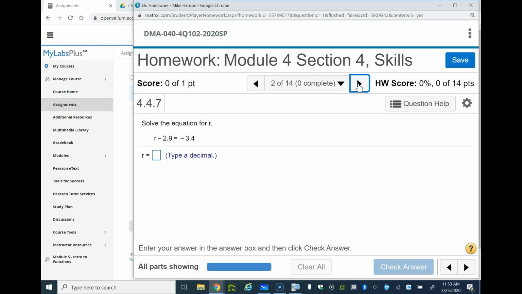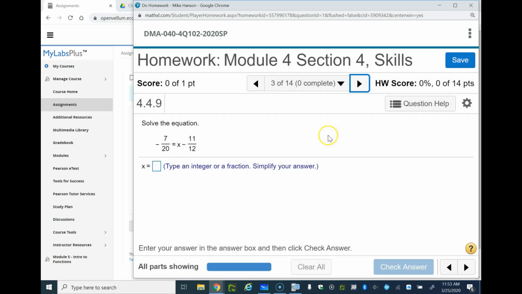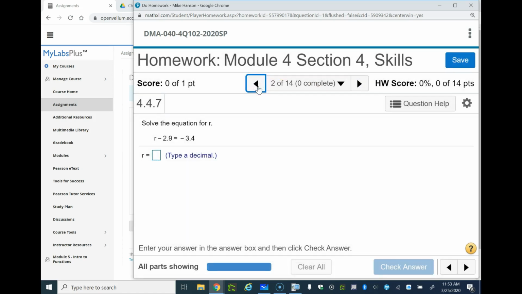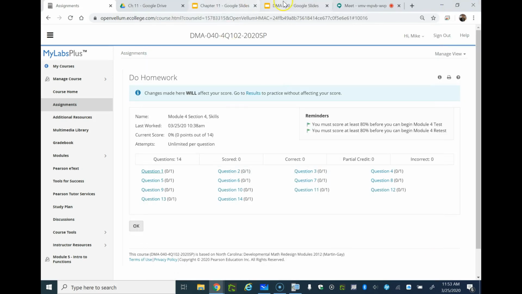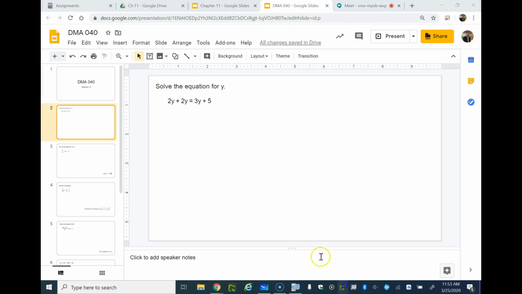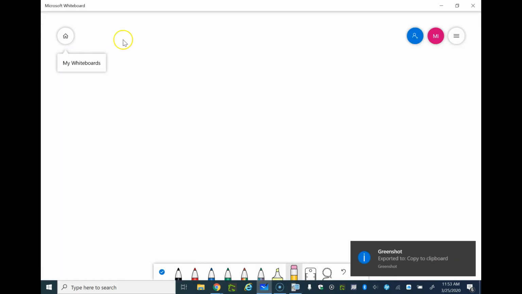So here we're going to kind of get into solving for equations. Let me get one to do. Yeah, let's just start off with the one I have up here. So I'm going to copy and paste this one into my whiteboard.